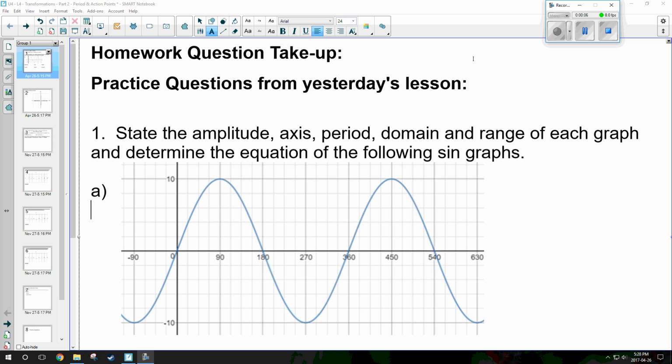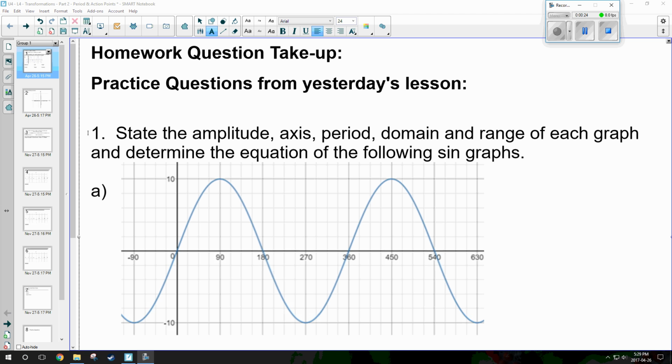We're going to start off today by looking at some of the homework questions that you guys had from yesterday. Those are the practice questions that were on the back of yesterday's lesson. So if you want to pull out those sheets so you can check to make sure that you had the right answer, we'll go through those right now. I'm going to take up two of the different questions.